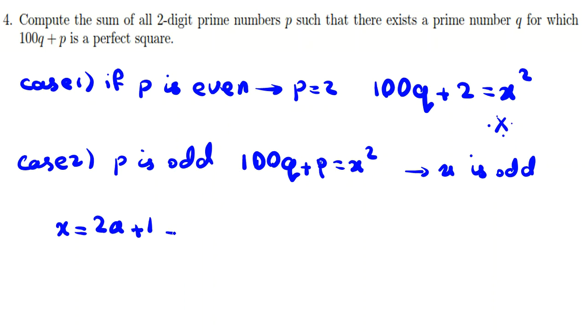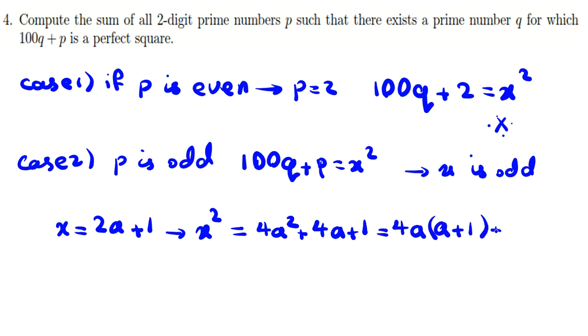Mod 8. So when you consider x squared, it will be 4a squared plus 4a plus 1. If you factor out 4a, it will be 4a(a plus 1) plus 1. And you can consider it the multiplication of two consecutive numbers. If a is even, it is even. If a is odd, a plus 1 is even. So it is always even. So you consider it 2b, and it will be 8b plus 1. So we know it is congruent to 1 mod 8.